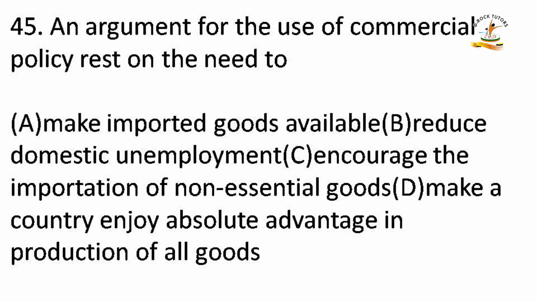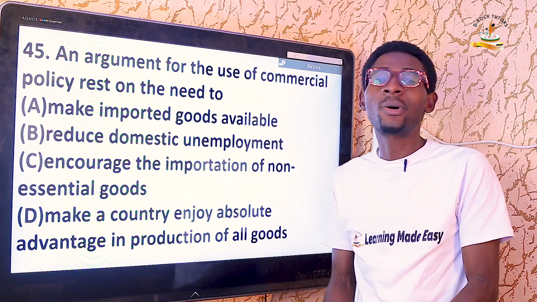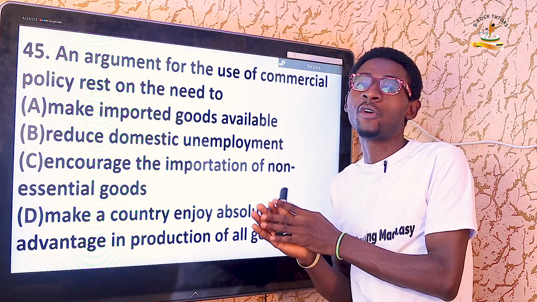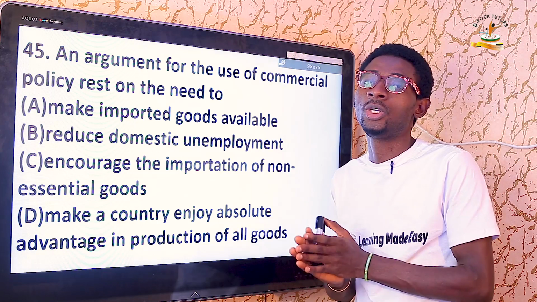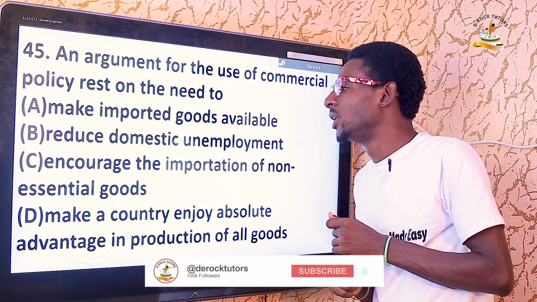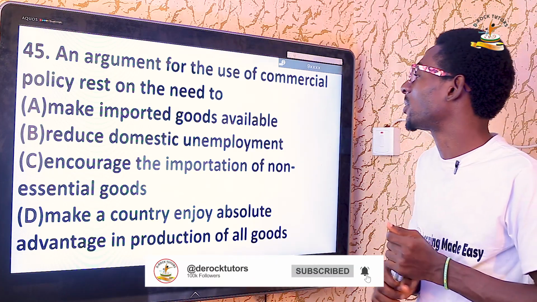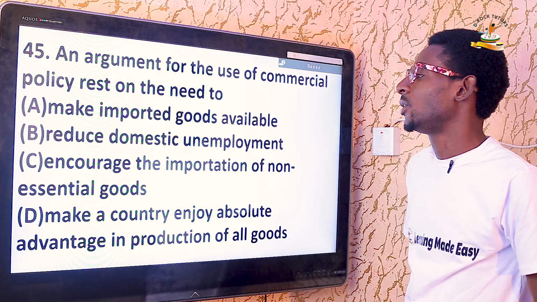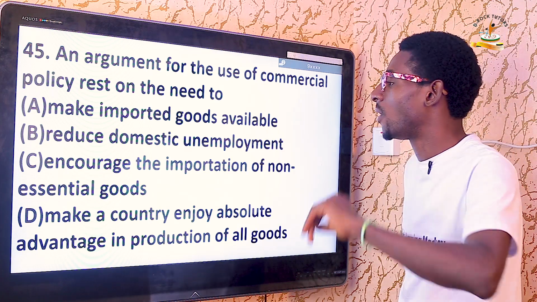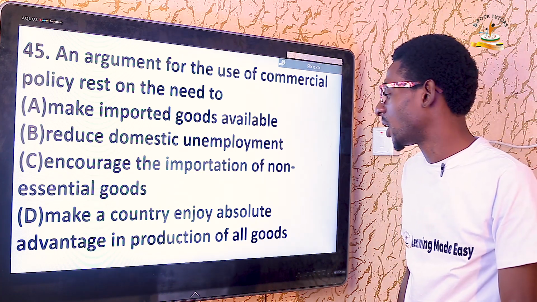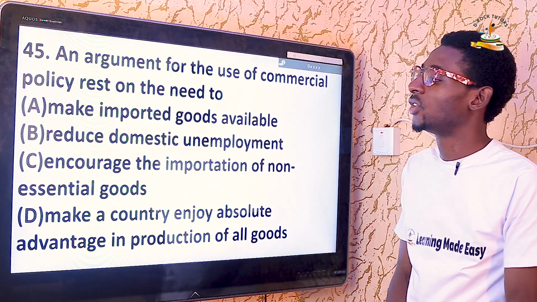45. An argument for the use of commercial policy rests on the need to. Now, commercial policy talks about industrialization policy. The policy of the government on the establishment of industries in order to promote the economy of a nation. So now, the argument for the use of commercial policy rests on the need to A, make imported goods available, B, reduce domestic unemployment, C, encourage the importation of non-essential goods, D, make a country enjoy absolute advantage in production of all goods. And the answer there is option D.